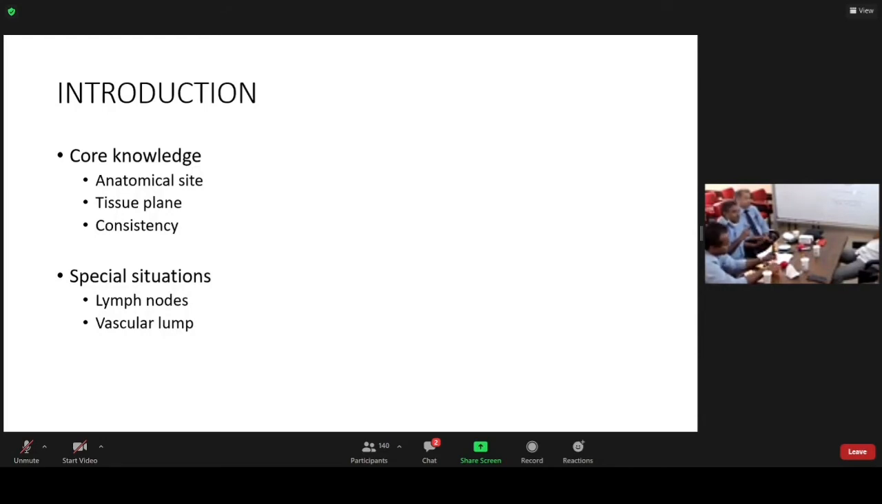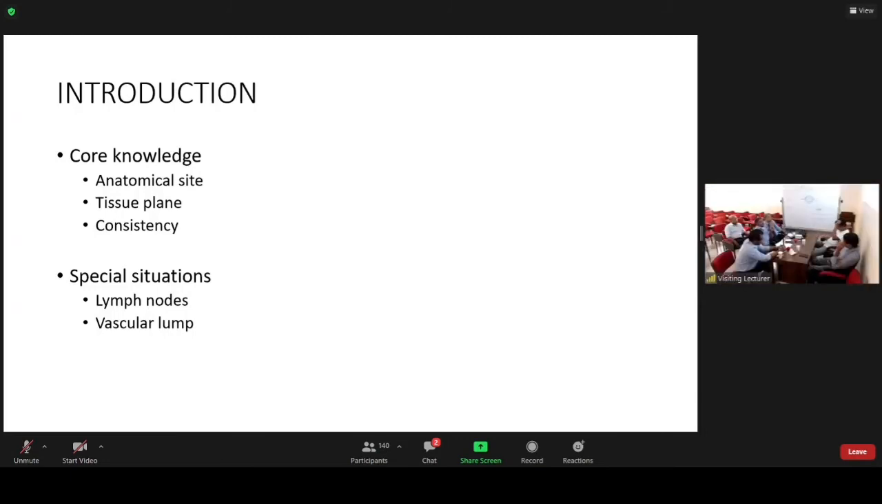So that's about less than even half a minute, a few seconds. Good to know. If you know these things, you will definitely get more marks. The other thing is that there are certain special features or special physical signs of a lump. For example, a vascular lump has certain special physical signs rather than what we have discussed so far, like pulsatility, compressibility, and sign of emptying.